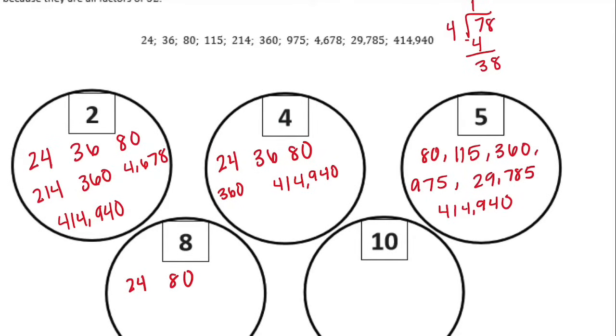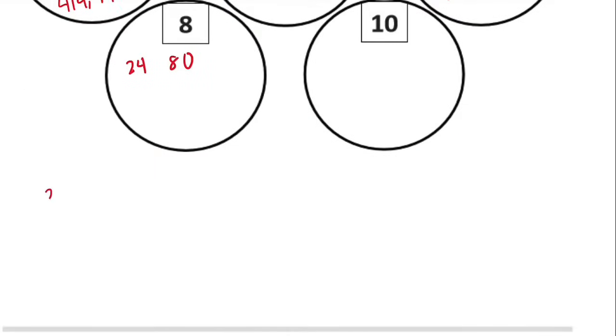214 divided by 8. I'm honestly not sure. 8 is my least favorite divisibility rule because it requires the most work. So we might have to do some division problems here. So 214 divided by 8. 8 goes into 21 twice.